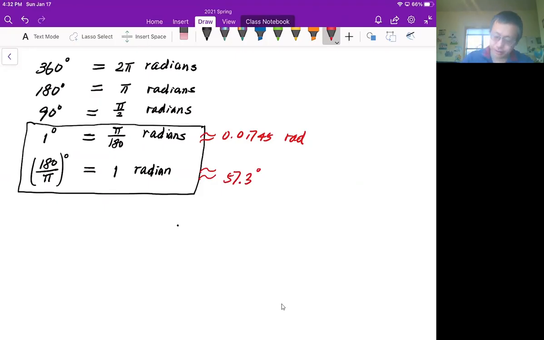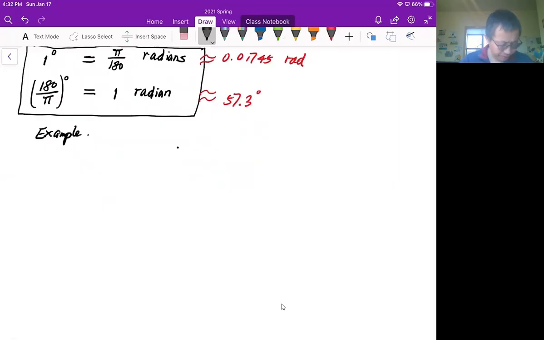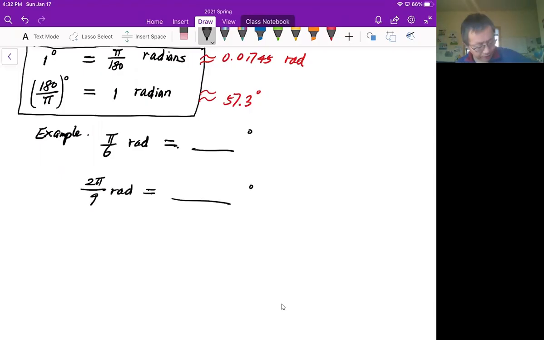So let's see some examples for the conversion. I'm going to write the following. Pi over 6 radians equals how many degrees? Give everyone some time. And then I have another one: 2 pi over 9 radians equals how many degrees? Let's give everyone 30 seconds. Let's try that. How do we change from radians to the degree measure?